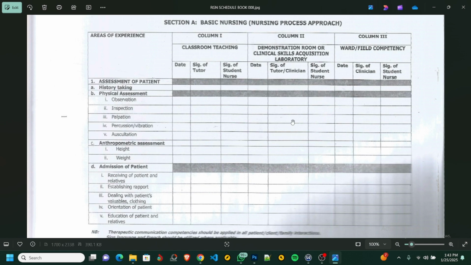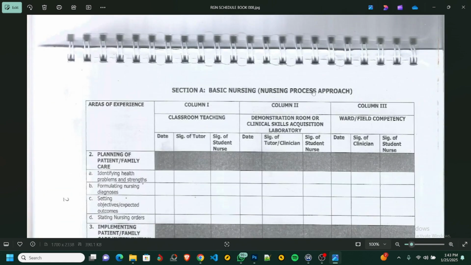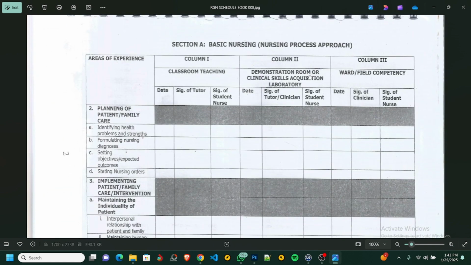That is how it goes. But in case there is any other one, just like what is here, and you know that one is also the same thing as the basic nursing, it goes on and on. It has about 12 pages.